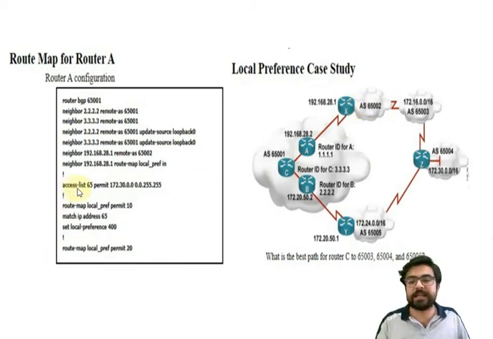And we need an access list for that. Access list number 65, permit this network with the mask. So what do we need here? We have one IP access list after that, and then route map local preference permit 10, match IP address 65, which is the number of this access list. So this access list number will be here. And then set local preference 400. I've told you the higher number in local preference means the higher priority.